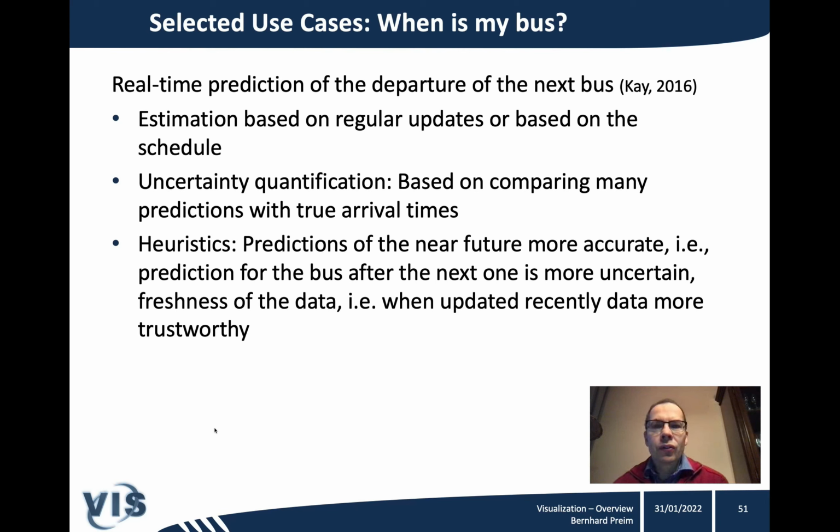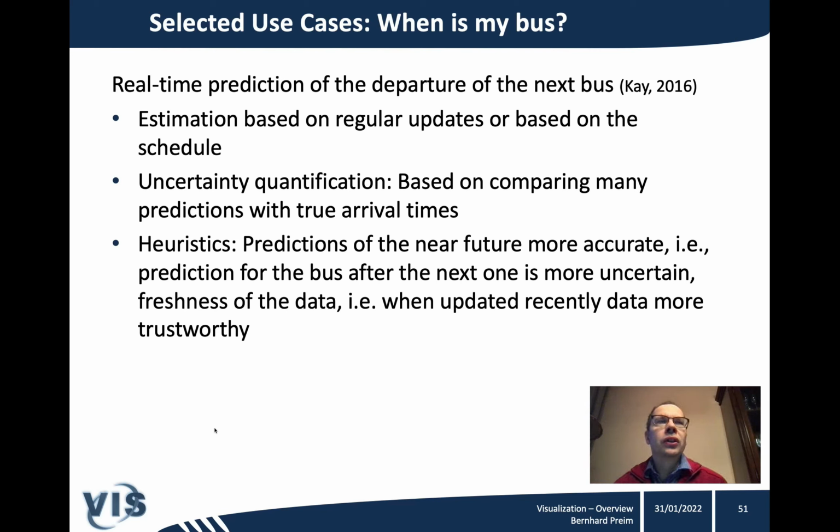Let me describe a few use cases. One of them, a quite popular one: when is my bus? The scenario here is that we want to make use of a real-time prediction of the departure of the next bus. Imagine I'm in my apartment. I know the bus stop is an 8-minute walk away. I'm looking at my smartphone and it tells me the next bus is in 10 minutes. So I should hurry up and go to the bus stop.